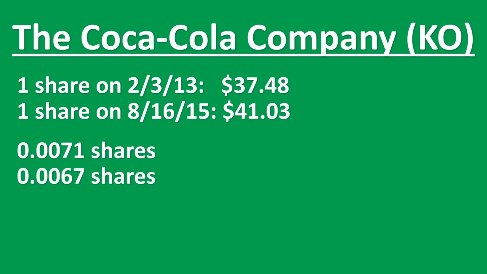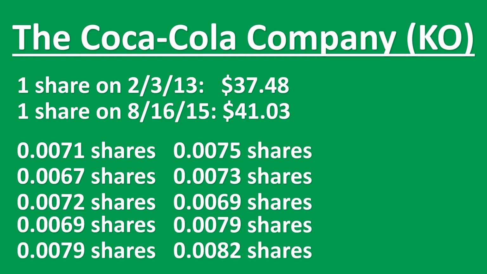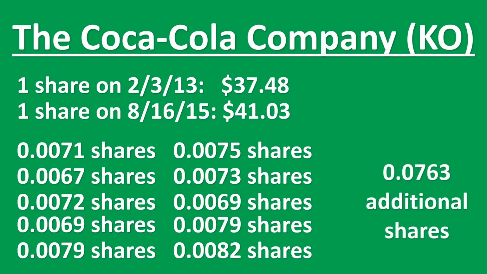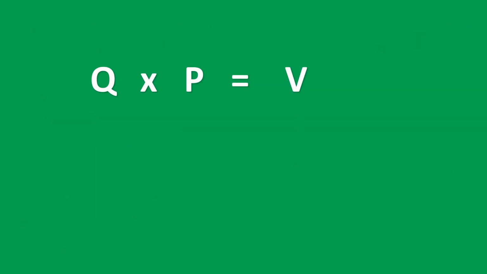The next dividend payment, the next quarter, you reinvested, you got an additional 0.0067 shares. The third time, an additional 0.0072 shares, and here's all 10. It paid dividends 10 times in this 2.5-year period, and the sum of all of these additional shares, 0.0763 additional shares.